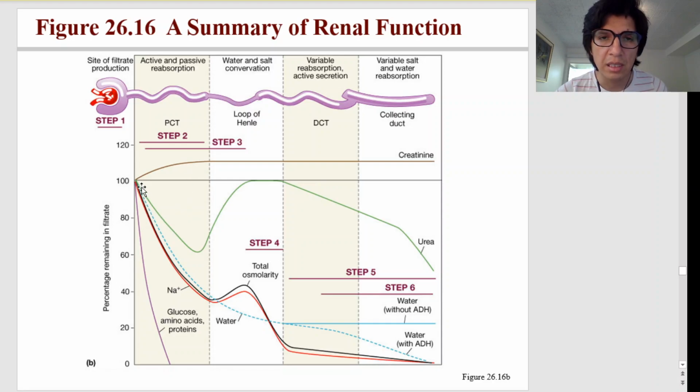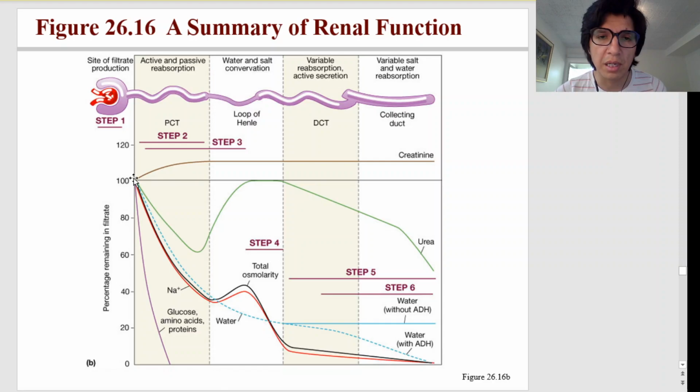You also see that, let's start with water. Water gets reabsorbed. You see this big reabsorption that happens at the proximal convoluted tubule. Then at the loop of Henle, there's a fair amount of reabsorption as well. Some on the distal convoluted tubule and a fair amount also at the collecting duct. That's how I want you to interpret these graphs.